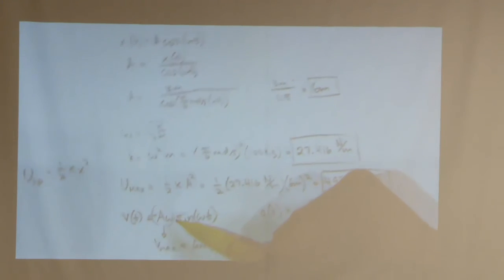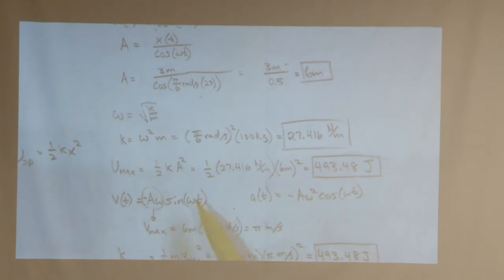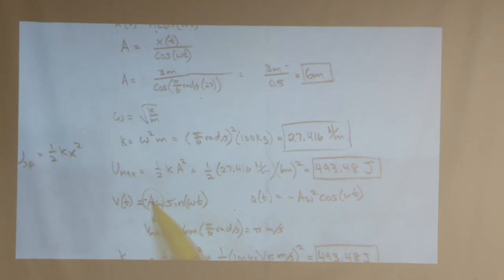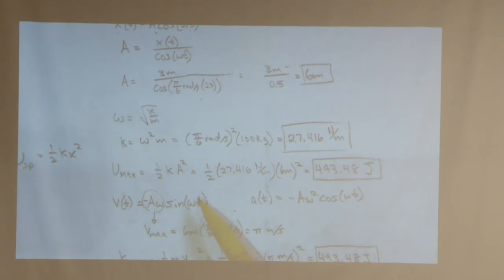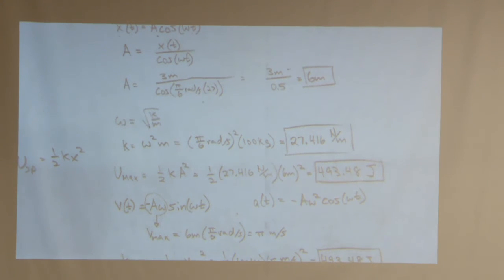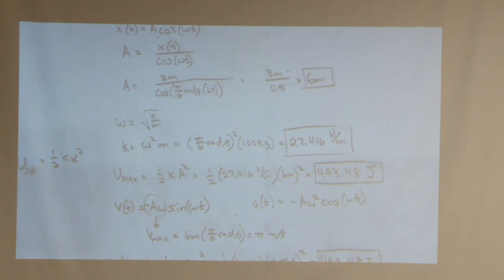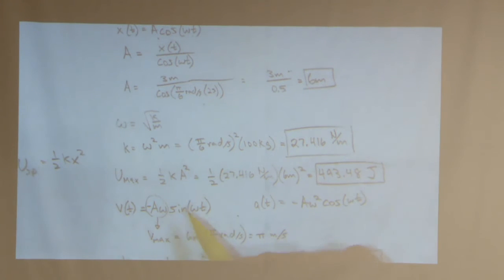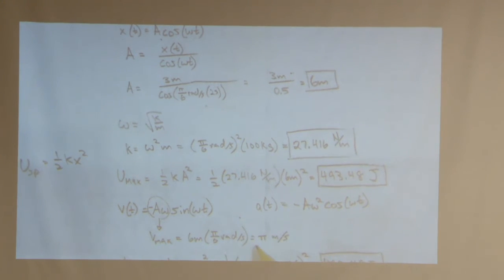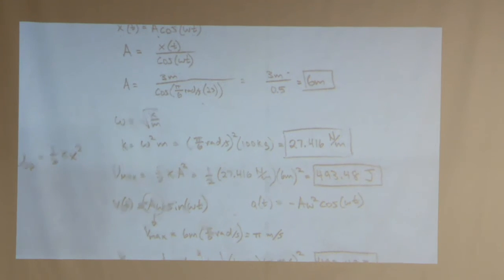Now if we want the maximum velocity, we need to maximize all the components of this equation. So A is a constant, can't change it. Omega is also a constant, but sine omega t is always changing. The way sine omega t works is that it oscillates from -1 to 1 and never goes past it. So the highest value that sine can be is 1. Therefore, the maximum velocity is just A omega. So our maximum velocity turns out to be pi meters per second.